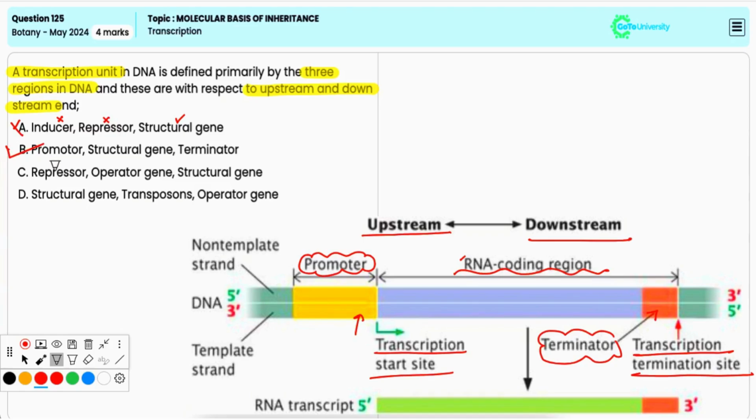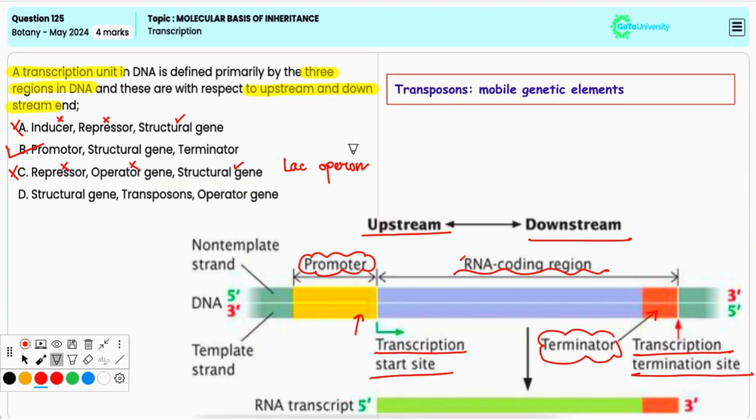Option C, repressor, operator gene, structural gene. It is also incorrect because the repressor and the operator gene, as already mentioned, play a role in gene regulation, particularly in the operons. Option D, structural gene, transposons, operator gene. It is also incorrect because the transposons are mobile genetic elements and are not a part of the transcription unit. And the operator gene, as already mentioned, plays a role in gene regulation.